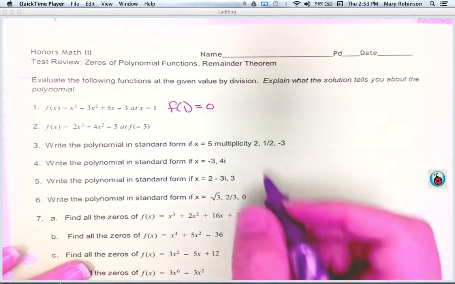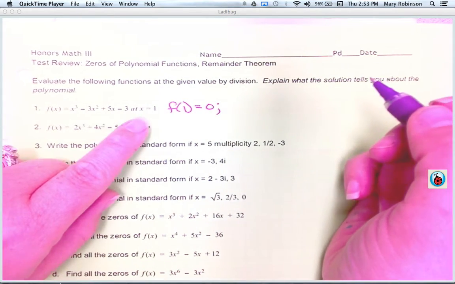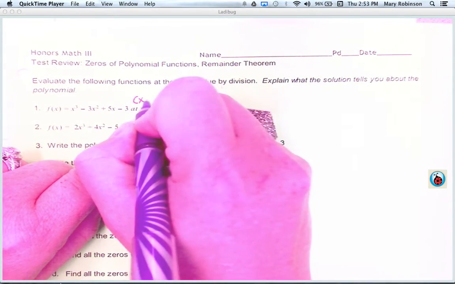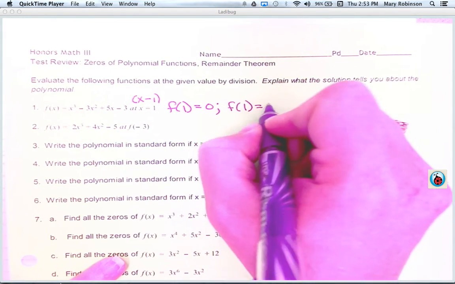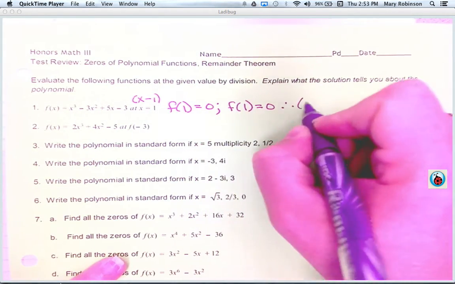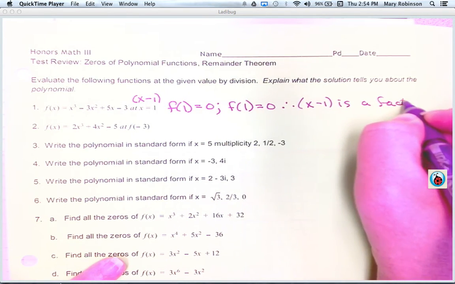Your job is to remember that if it's equal to 0, then that means that we can create the factor x minus 1. So we will say that f of 1 equals 0. Therefore, x minus 1 is a factor.